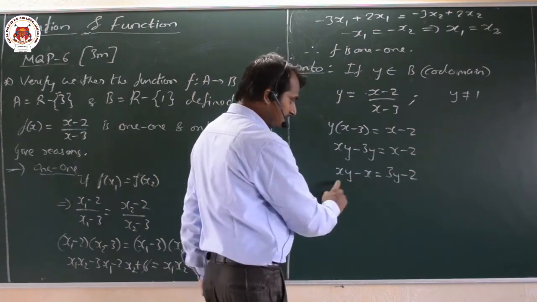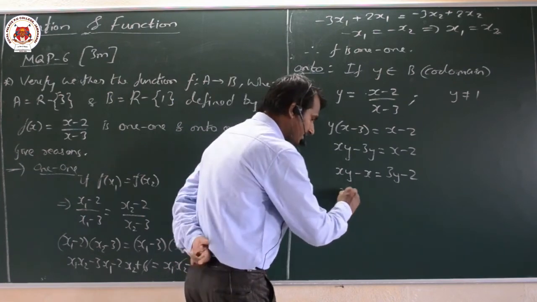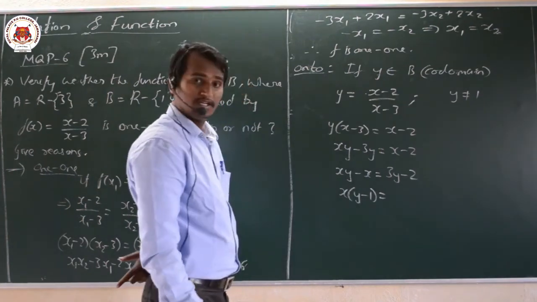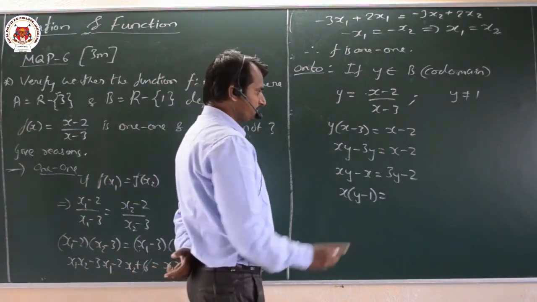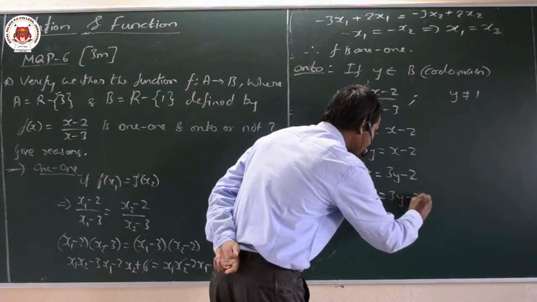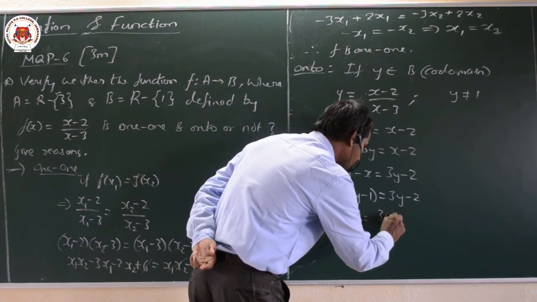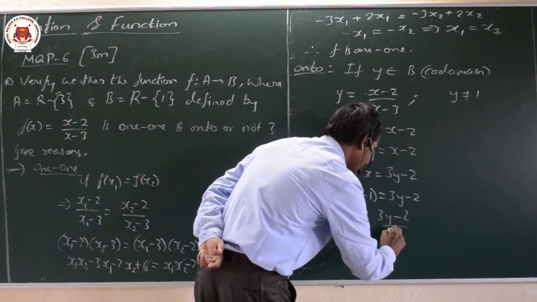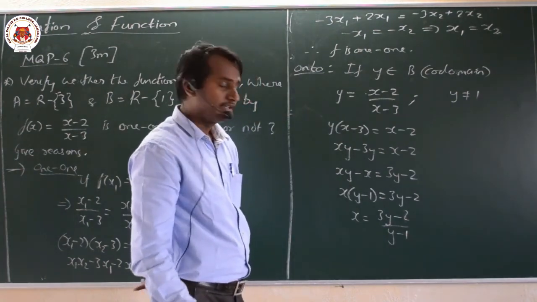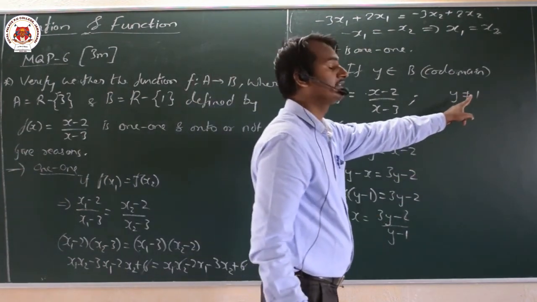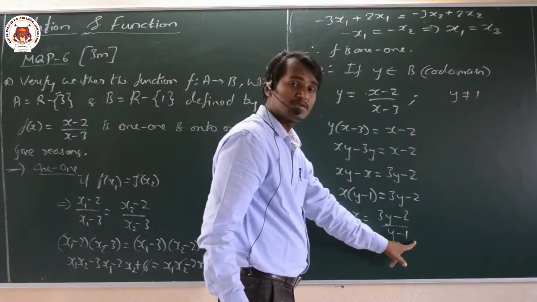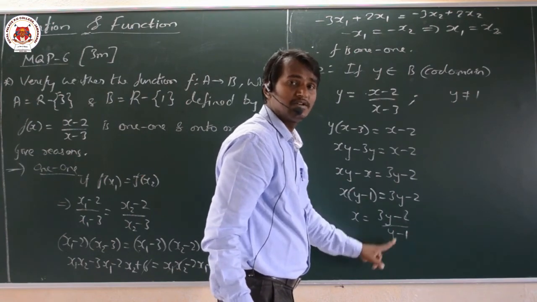Now on this side, I can take x common. If I take x common, what do I get? (y − 1) equal to 3y − 2, and hence x equal to (3y − 2) divided by (y − 1). Now here we can observe that y is not equal to 1. Why is y not equal to 1? If I take y equal to 1, what happens? 1 minus 1, what is the value here? 0. 1 by 0 is not defined.